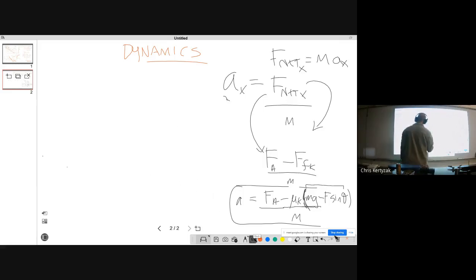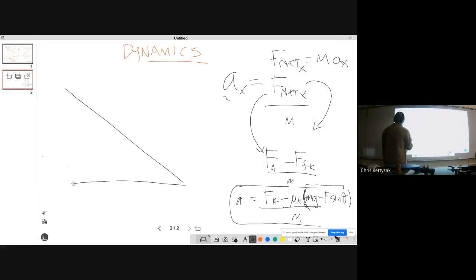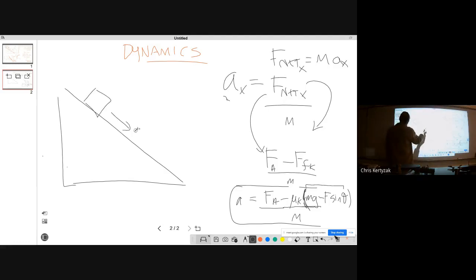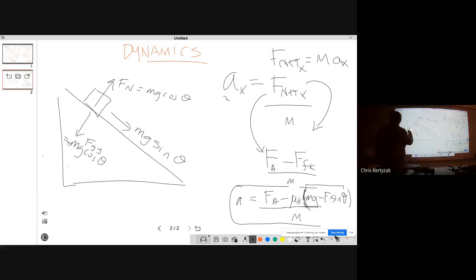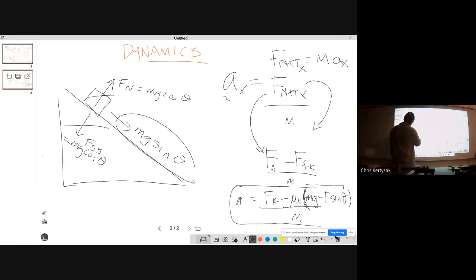I don't know. Is it friction? That matters. Maybe it's not. Maybe it's just going down a frictionless ramp. What's the net force? mg sine theta. Because the Fn and this one, mg cos theta, the FGY component, those cancel. So what's the only unbalanced force? Not that and that. Those cancel. mg sine theta. The net force is mg sine theta.